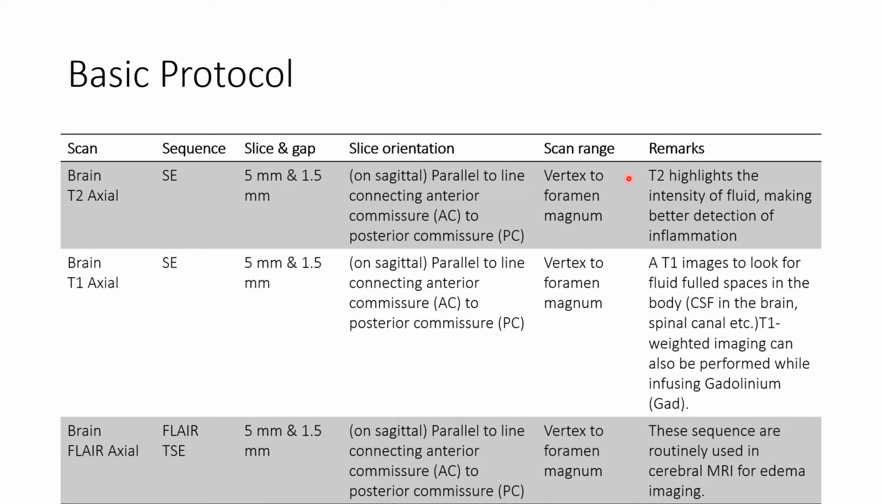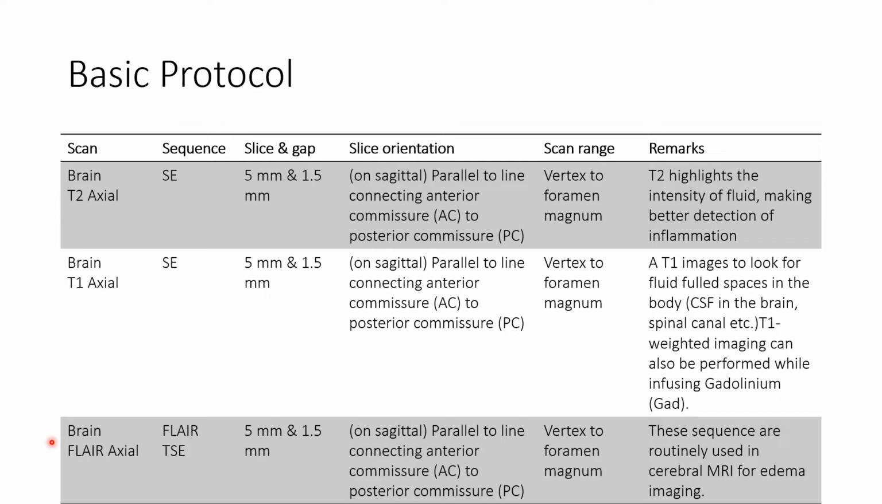So the T2 normally highlights the intensity of fluid, making better detection of any inflammation. Next is a brain T1 axial, also spin echo sequence with a slice thickness of 5 mm and slice gap of 1.5 mm. The slice orientation is the same as T2. Scan range is also the same as T2. T1 images are to look for fluid-filled spaces in the body, CSF in the brain and spinal canal. T1 weighted imaging can also be performed while using the contrast media or gadolinium.